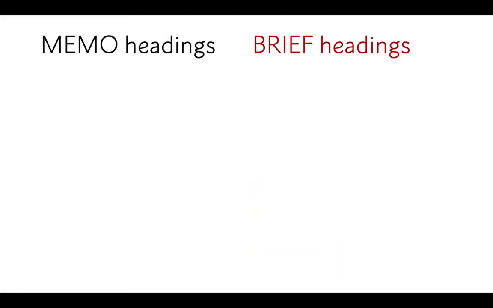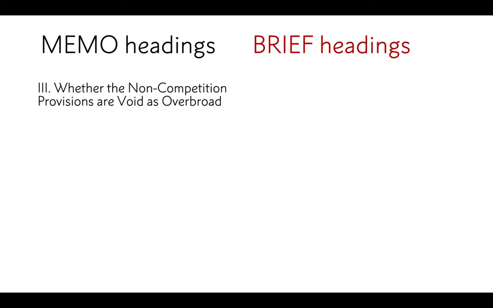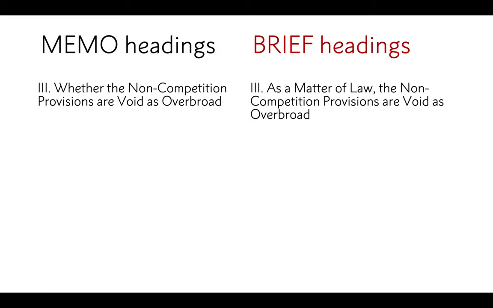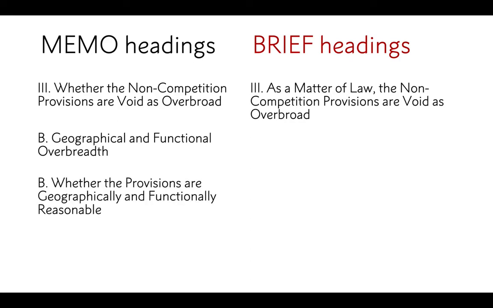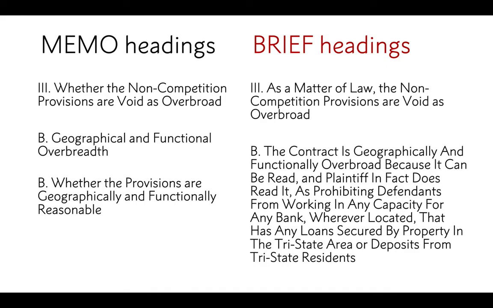So let's talk some more about how you do that heading. In a memo, you might say something like this: whether the non-competition provision, which is more of an issue statement. In a brief, you might say more like this, which is a conclusion. We're asking the court for something. In a memo, you might just be very short and plain and write that or that. Whereas in a brief, you're going to lay it all out there and tell the court exactly what it is you want the court to do.